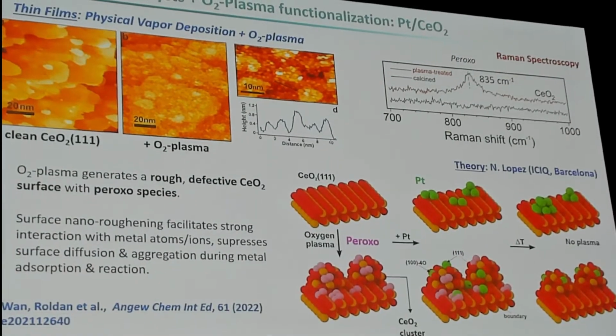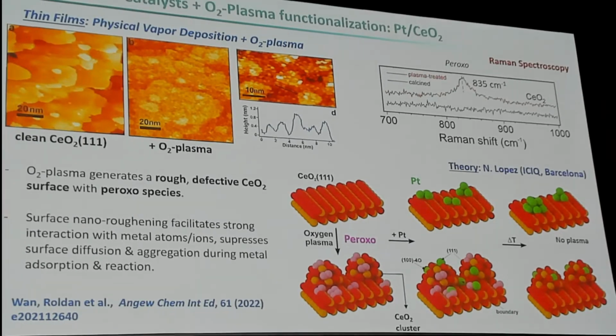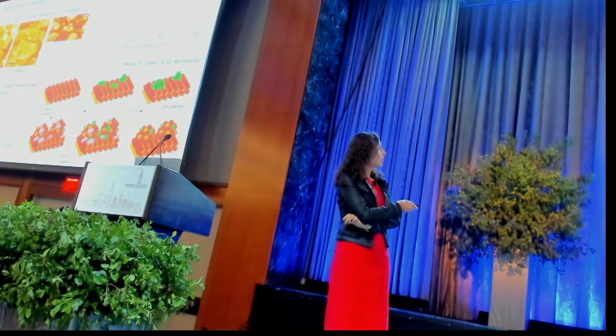So we had a collaboration with Nuria Lopez in Barcelona, and we were looking at what are the reasons why we can stabilize these single atoms after the plasma treatments. So we started with this ceria surface, and if you just simply put platinum on the surface and start heating, you make clusters. If you first take the same surface and expose it to an oxygen plasma, you can see that you make these type of clusters.